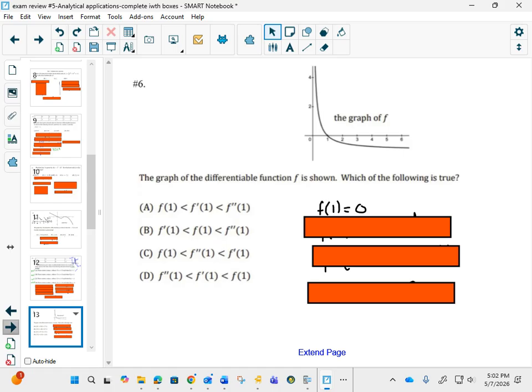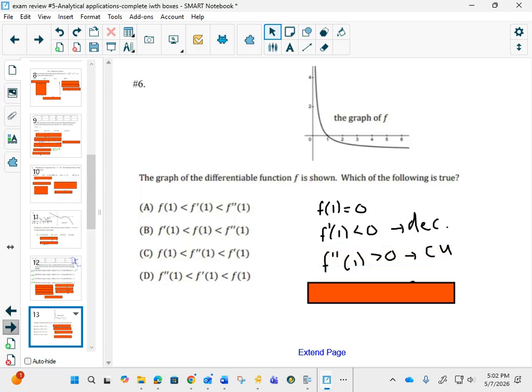But when I look at f, do you see that f is decreasing? So even though I don't know what f prime of 1 is equal to, since the graph is decreasing, f prime of 1 has to be less than 0. In fact, f prime of x is always less than 0. F double prime tells us about concavity. Do you see that this is concave up? So f double prime of 1 has to be bigger than 0 in order to have that concave up. And then it's just a matter of which of those work.